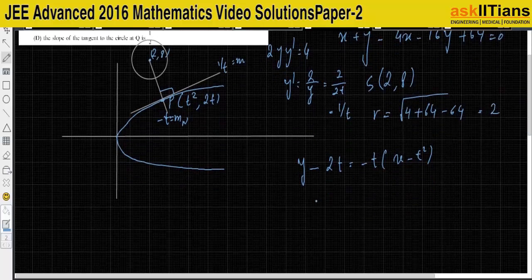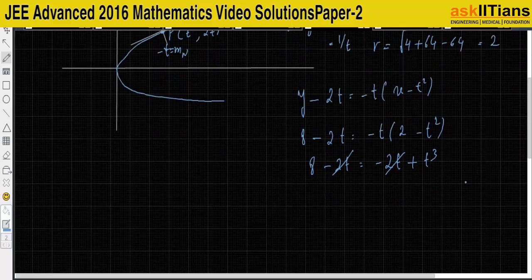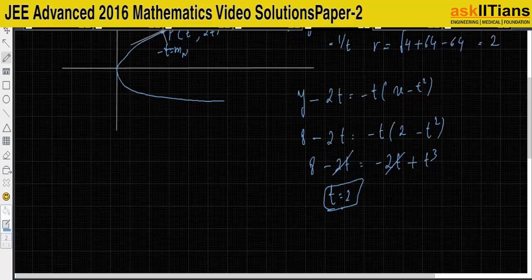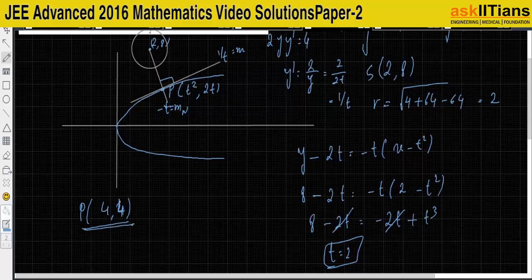And this equation will pass through 2 comma 8. The normal has to pass through 2 comma 8, right? So y is 8 and x will be 2. So here I'll get 8 minus 2t equal to minus 2t plus t cube. So this will get cancelled, and from here I'll get t equal to 2. So if t is equal to 2, point P will be 4 comma 2. 4 comma 4, sorry. Okay, so I already got point P, that is 4 comma 4.